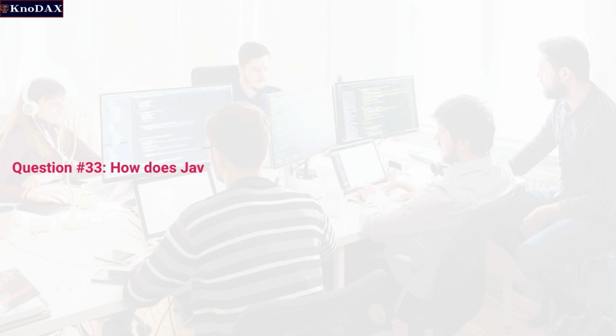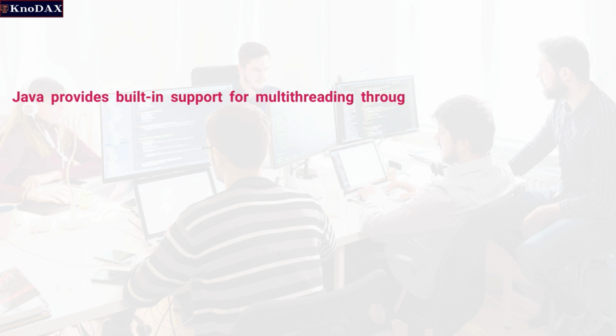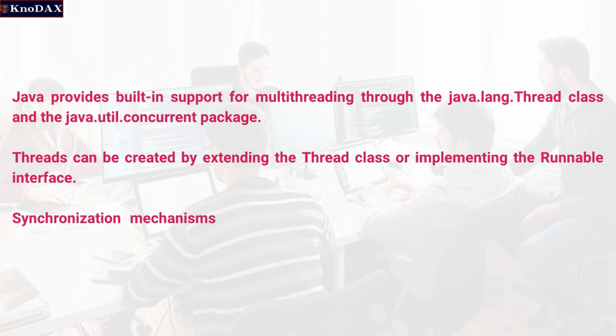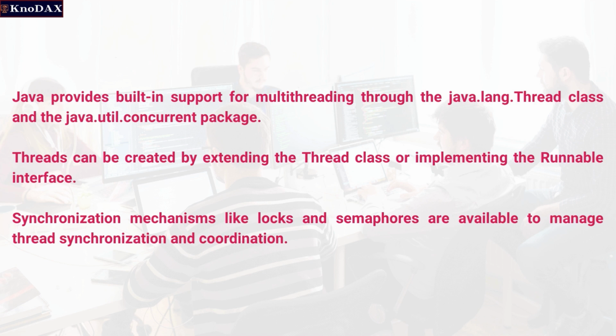How does Java support multithreading? Java provides built-in support for multithreading through the Thread class and the java.util.concurrent package. Threads can be created by extending the Thread class or implementing the Runnable interface. Synchronization mechanisms like locks and semaphores are available to manage thread synchronization and coordination.